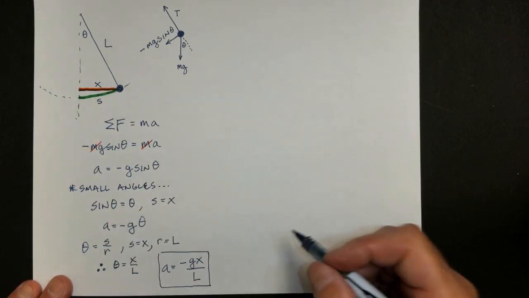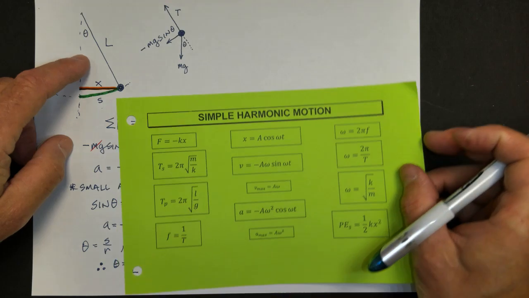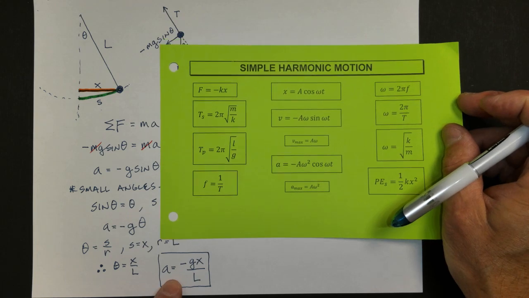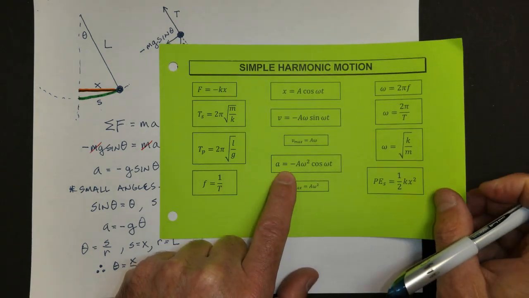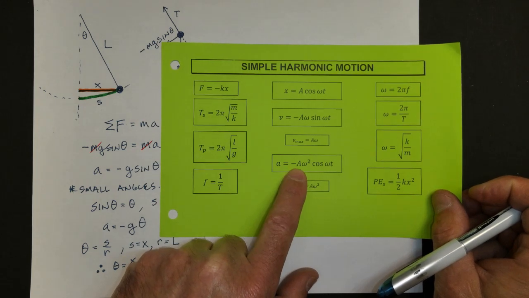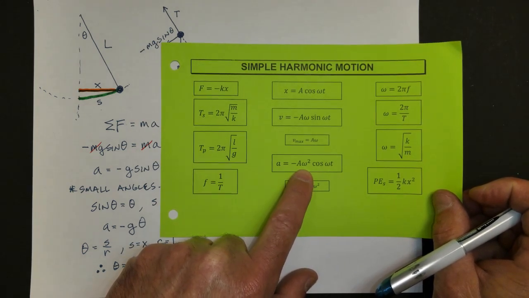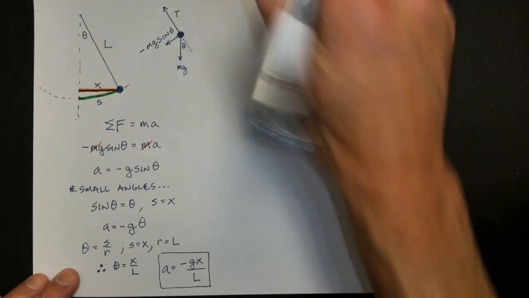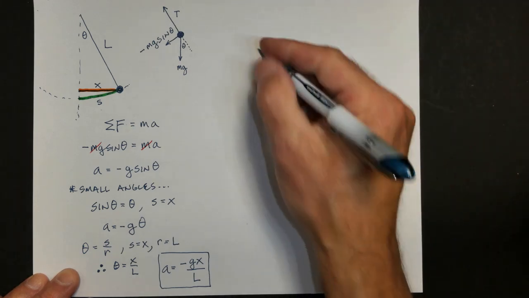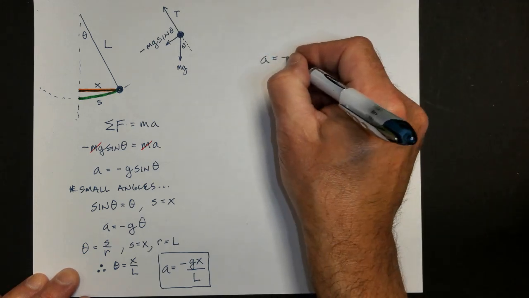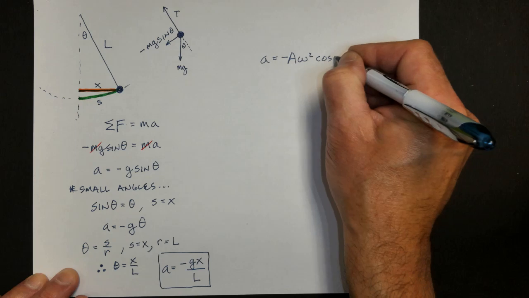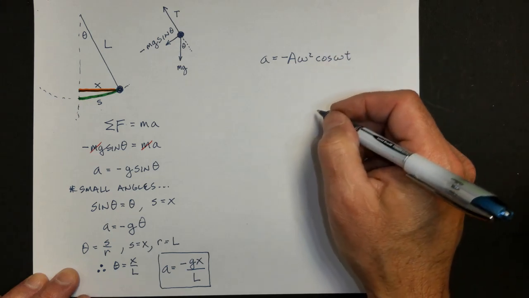Okay, so now let's shift back to simple harmonic motion, because if arc length is small, if angles are small, we know that it's going to behave according to simple harmonic motion. So we've developed an expression for a here. Let's see if we have an expression for a here, and of course we do. So a equals negative A omega squared, where A is the amplitude and omega is the angular speed, times cosine omega t. Okay, so I'm going to go ahead and write that down: a equals negative A, the amplitude, omega squared, cosine omega t.